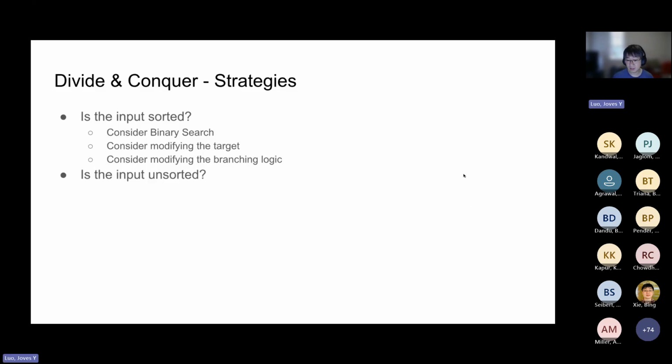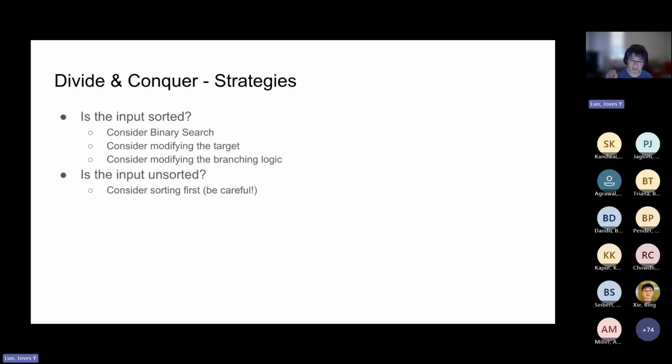And if the input is unsorted, right? If you are given unsorted input, you're probably not going to start with the idea of using binary search, but you can consider sorting it first, okay? But be careful with this. You don't always just arbitrarily want to go, oh, it's unsorted, I definitely want to sort it.